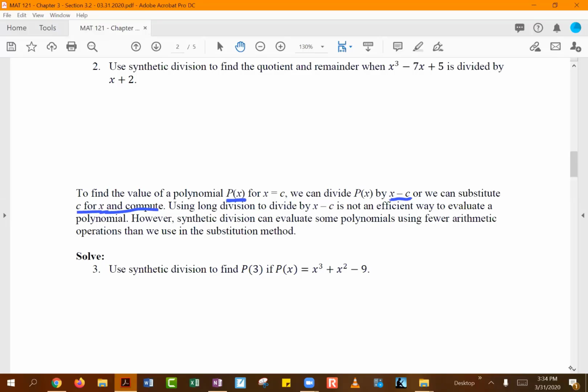Now they are saying using long division to divide by x minus c is not an efficient way to evaluate a polynomial. And I think that's just because it can take a pretty long time to simplify a long division. So that's why we do prefer synthetic division over the long division method, because it's going to take fewer arithmetic operations, and it is also better than the substitution method. So you will see that for most of these examples, we are going to use synthetic division.